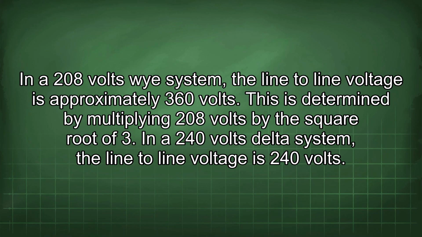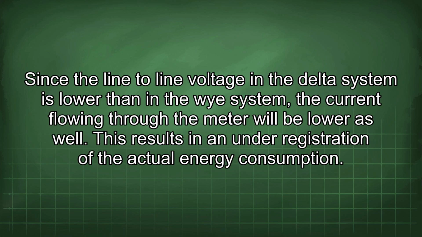In a 208 volts Y system, the line-to-line voltage is approximately 360 volts. This is determined by multiplying 208 volts by the square root of 3. In a 240 volts delta system, the line-to-line voltage is 240 volts. Since the line-to-line voltage in the delta system is lower than in the Y system, the current flowing through the meter will be lower as well. This results in an under-registration of the actual energy consumption.